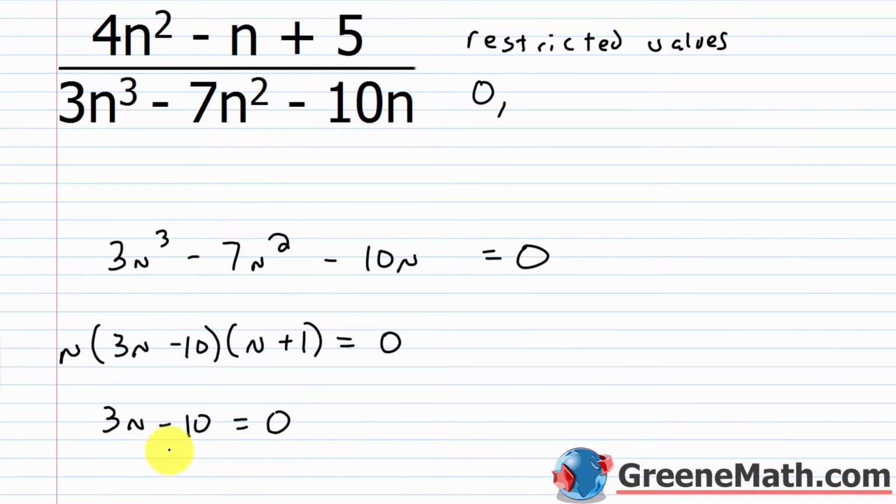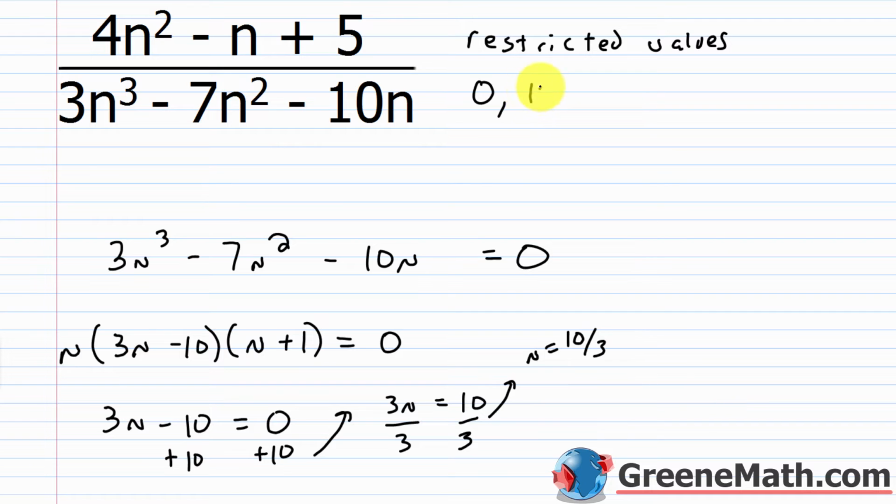We set that equal to 0. We add 10 to both sides of the equation, and we get 3n is equal to 10. Divide both sides by 3, and we're going to get that n is equal to 10 thirds. So another restricted value would be 10 thirds, provided that it checks out and it is a solution to this equation, 3n cubed minus 7n squared minus 10n equals 0. We'll check that in a minute. I already know that it works, so we're going to just list it there.